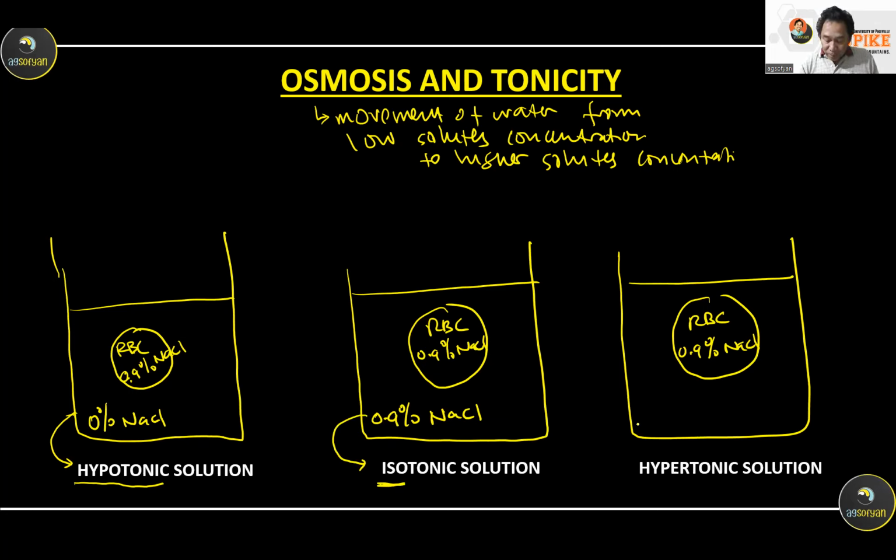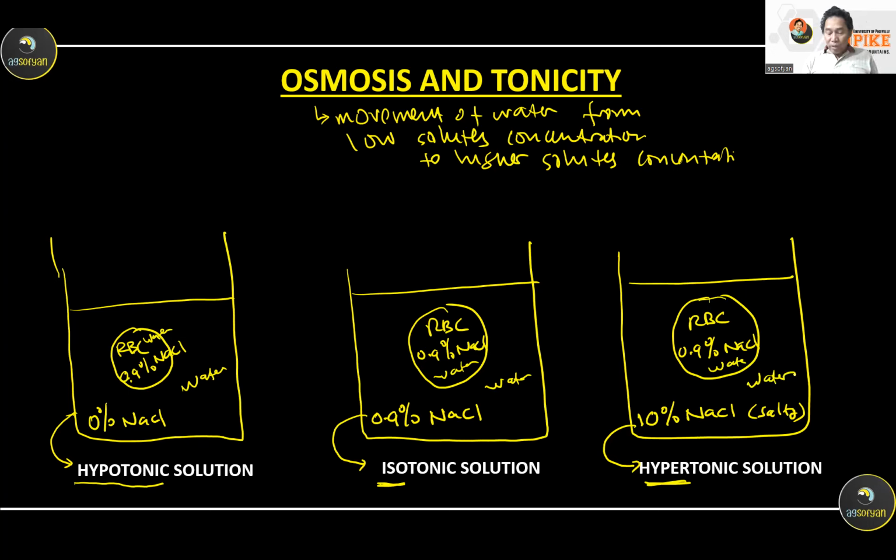In the other container, we put 10% sodium chloride. It's very salty. Because this has higher solute concentration, this solution is called a hypertonic solution. Now look at what happens with the water. Remember, in the red blood cell there is water inside, and outside there is water too.